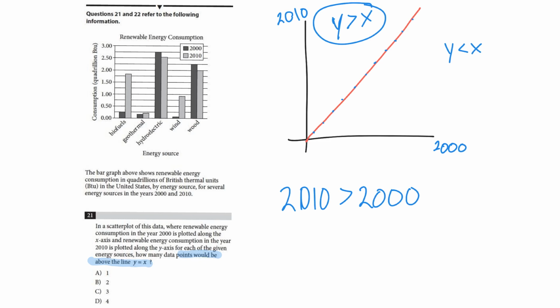2010 is in the light gray. So it looks like for biofuels, 2010 is greater than 2000. Geothermal, just slightly, 2010 is greater than 2000. And for wind, 2010 is greater than 2000. So we're going to say that 3 points would lie above that line, y equals x.